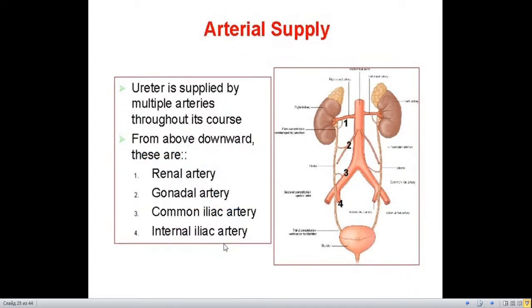On the slide is presented the arterial supply of the ureter. The ureter is supplied by multiple arteries through its course, from the main arteries. These parts of the ureter receive blood supply from the renal artery. These parts, from the gonadal artery. These parts, from a branch of the common iliac artery. And these parts, through a branch which arises from the internal iliac artery. Remember please this information and reflect it.